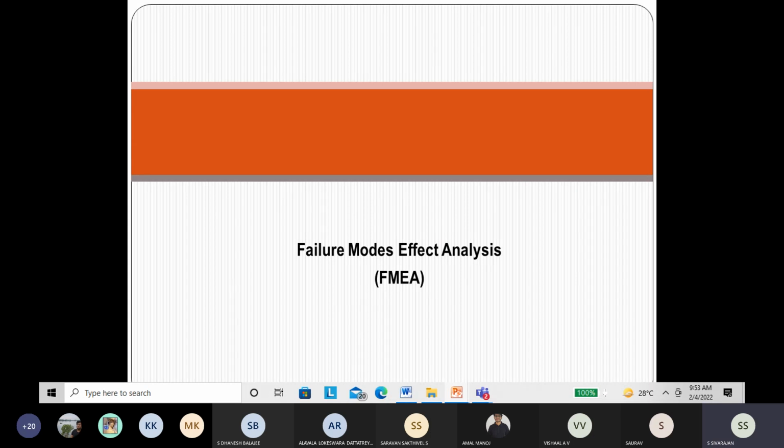In this FMEA, we will take many effects. It's not like cause and effect, where we have only one effect. Here we take many effects and find out the RPN, the risk priority number, for each. And in the same way as Pareto analysis, whichever RPN is more, that has to be handled. So how do you find out that risk priority number? That is going to be very important.